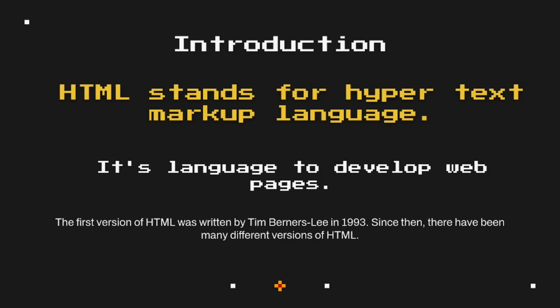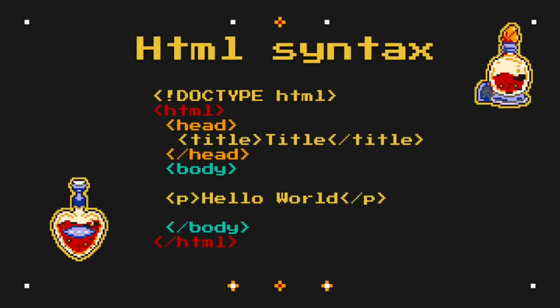CSS is the way to style that thing. JavaScript is the way to make it more functional. This is all part of the front end of the web page. Front end is the part which the user sees, and the back end is the part not seen by the user but is there. HTML syntax, you can see already mentioned.